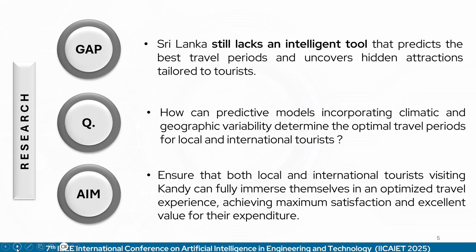Based on the available literature, after thorough investigation of research articles and existing systems in Sri Lanka, I found that there are no reliable technical intelligent tools that predict the best travel periods, uncover less popular tourist attraction places, and provide accommodation options in one online source. So the research problem I have addressed is how predictive models incorporating climatic and geographic variables can determine the optimal travel periods for local and international tourists.